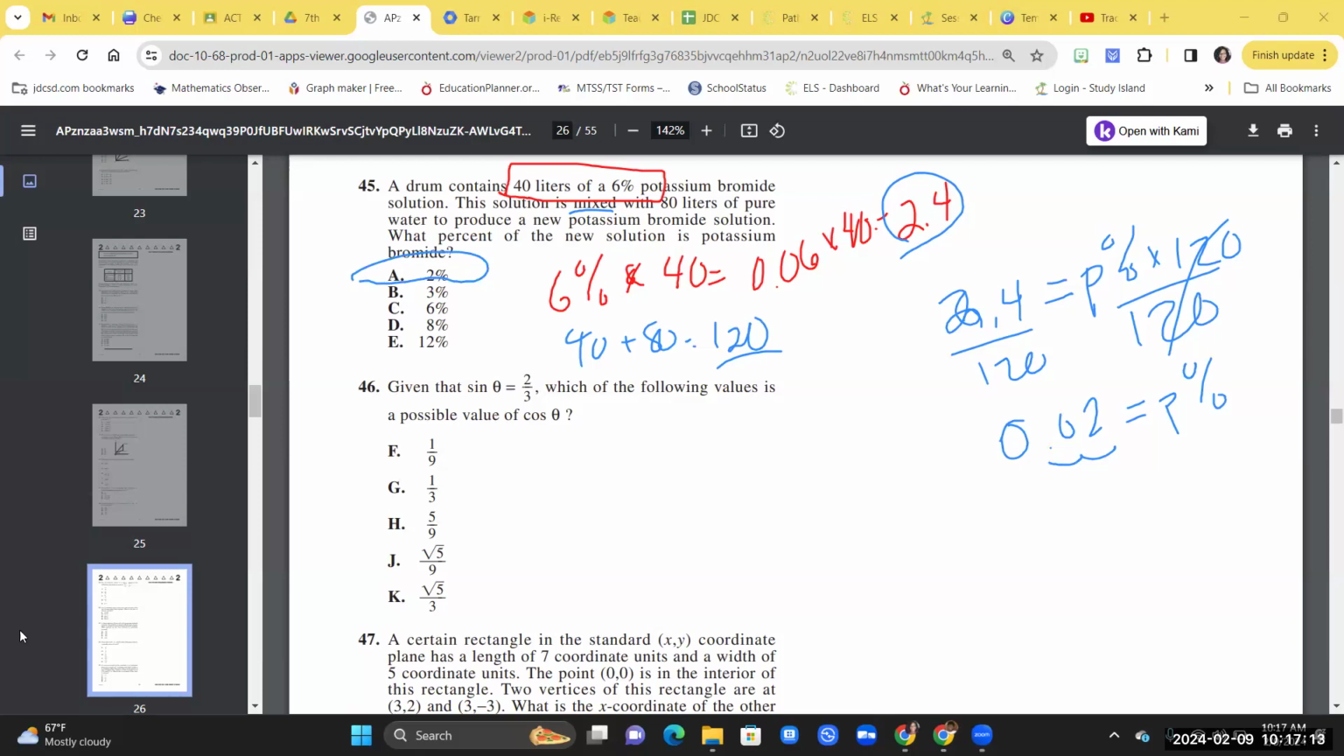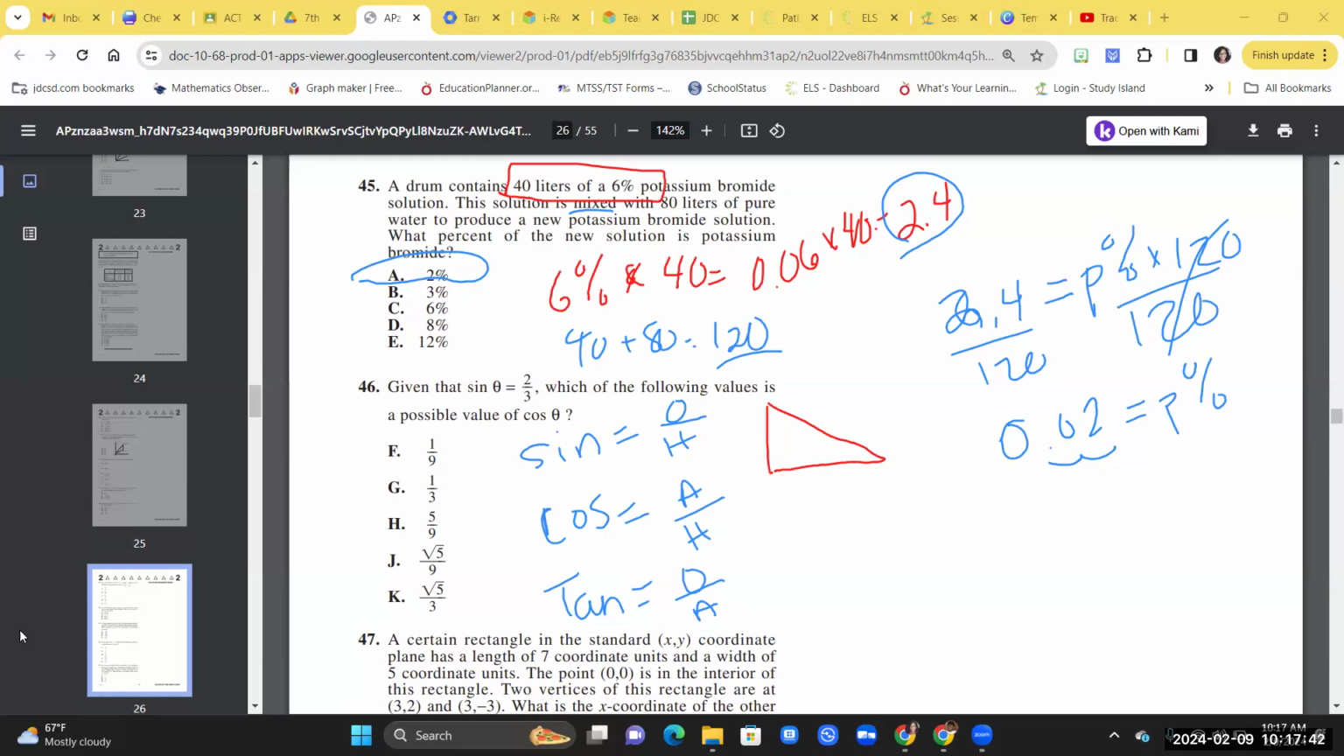All right, 46. Given that sine is equal to 2/3, which of the following values is possible for cosine? So we need to know that sine deals with opposite over hypotenuse. Cosine deals with adjacent over hypotenuse. And tangent is opposite over adjacent. So I'm trying to draw a triangle.